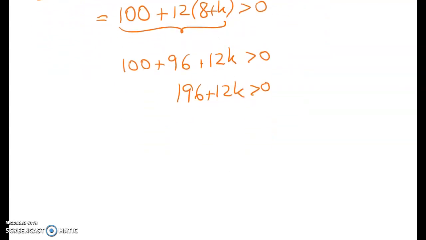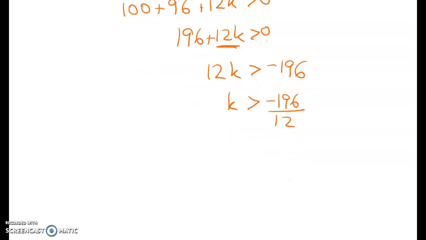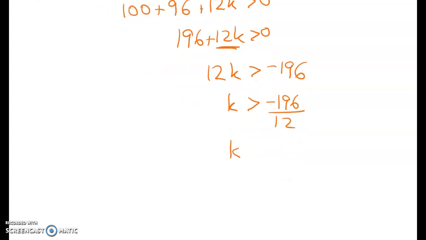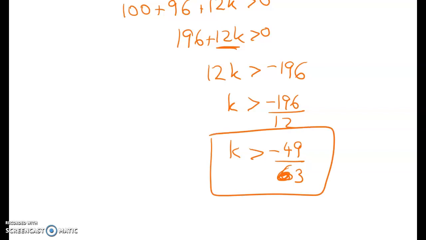We're just about there, and we are going to use the lovely fraction simplifying button on our calculators. So negative 12k is greater than negative 196, so k is greater than negative 196 over 12, which gives me k is greater than negative 49 over 3. Let's see. Yep, that's right. We can divide by 2 and then by 2 again. So that's my final answer here.